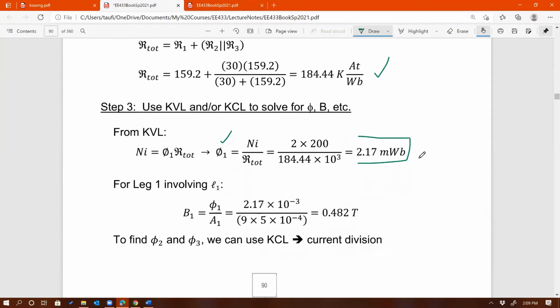But again, the question is asking for flux density, not flux, right? This is flux. So flux density is equal to the flux divided by the cross-sectional area of the core. We already found earlier that the cross-sectional area of the core on the left side is 9 by 5. So let's go ahead and divide the flux that we just calculated by the area. That gives us 0.482 Tesla.